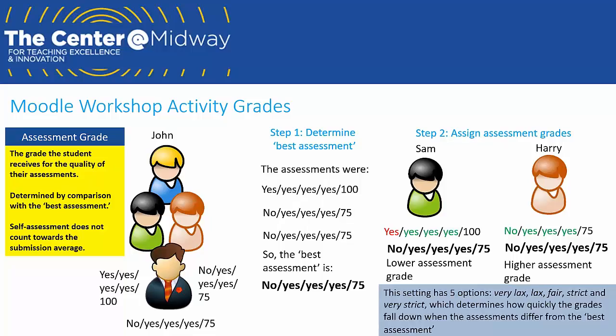Now, how low his assessment grade is going to fall depends on how the instructor has configured the assessment grading to work. You have 5 options as an instructor. You can set assessment grading to be very lax, fair, strict, and very strict. If you set it to very strict, the assessment grade for somebody who did not align with the best assessment is going to be much lower than if you set the assessment grade to very lax.